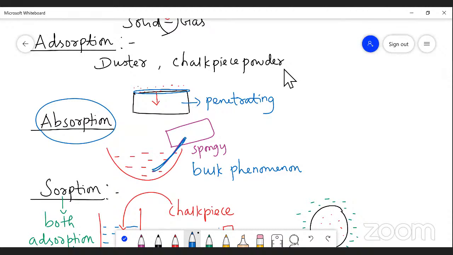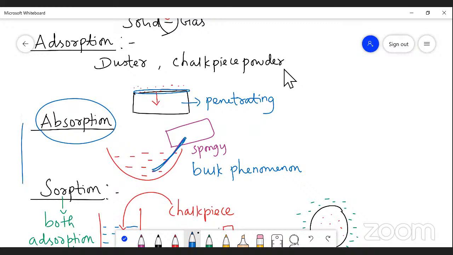So next step, absorption. I'm taking an example of a sponge and water. When you dip the sponge into the water, the water molecules will be absorbed by the sponge. It is a bulk phenomenon, and all the water molecules will be penetrating into the sponge. So this is an absorption phenomenon.